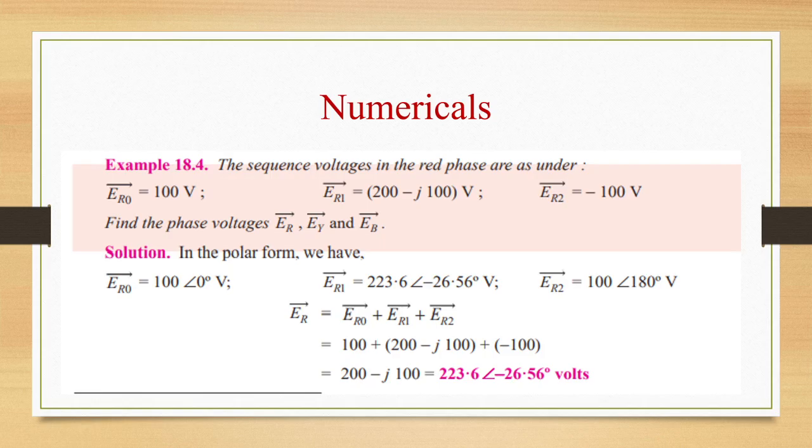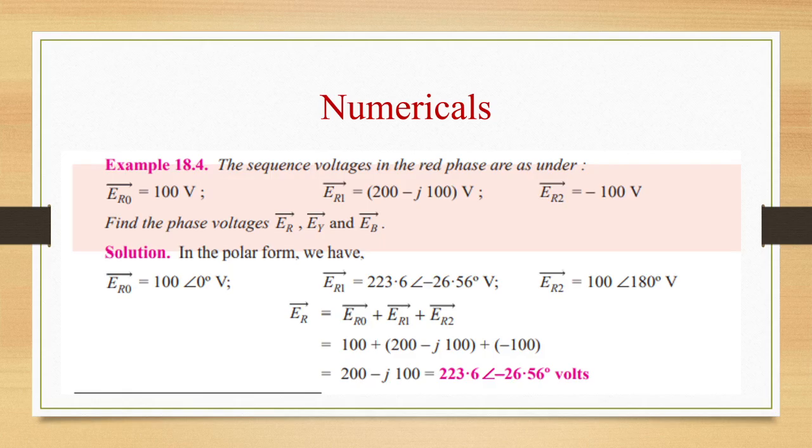Sequence voltages in red phase are as under. ER0 is 100 volts, ER1 is 200 minus J 100 volts, ER2 is minus 100 volt. Find the phase voltages ER, EY and EB. Solution: in the polar form, we can write ER0, ER1, ER2 as 100 angle 0, 223.6 angle minus 26.56 and 100 angle 180 degree volt.